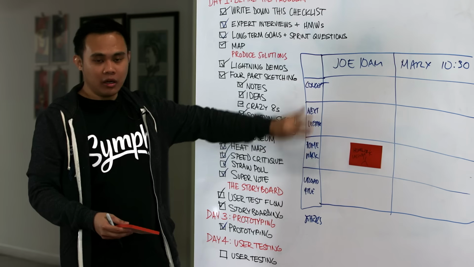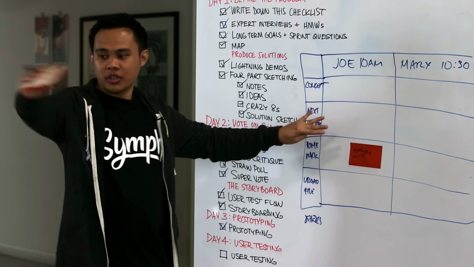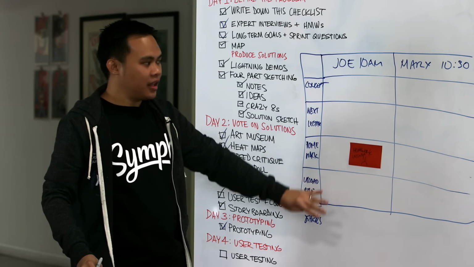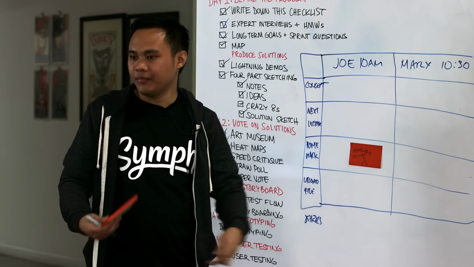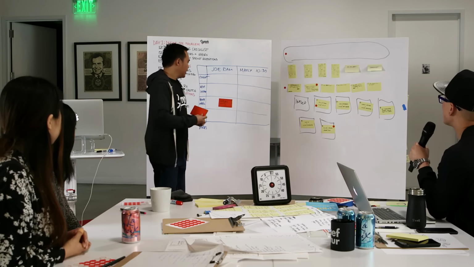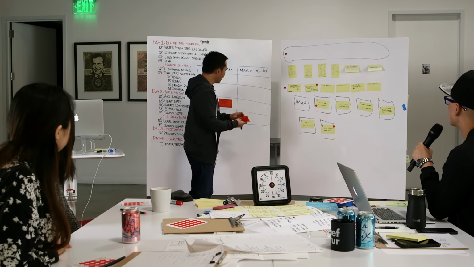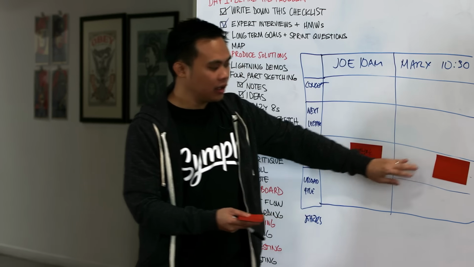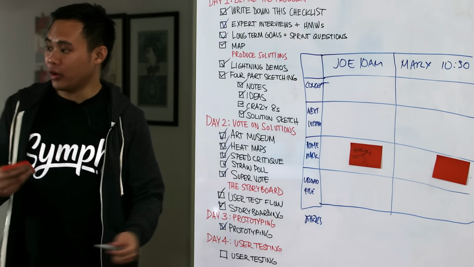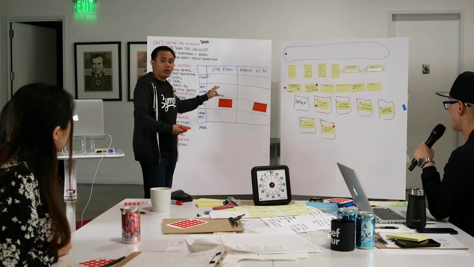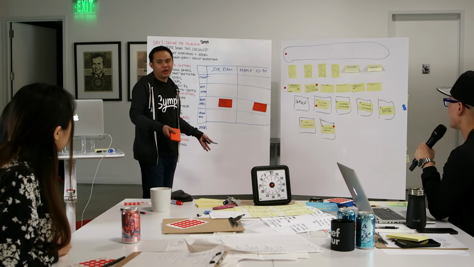So this is happening in this room, and the user testing is happening in the other room. What this gives you at the end is a series of good and bad feedback, which will basically give you an idea of what features are working and what features people are not really getting.